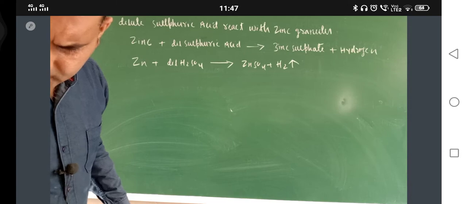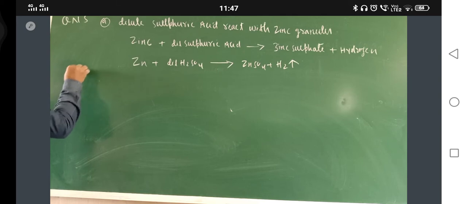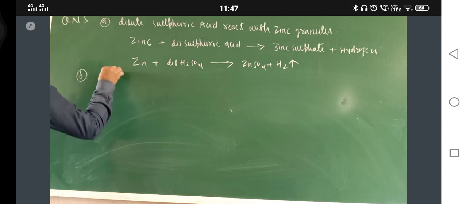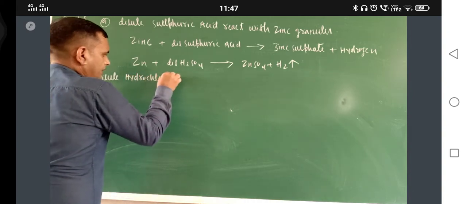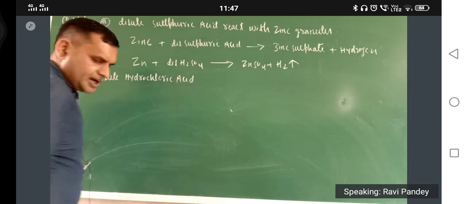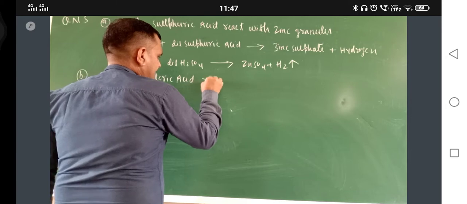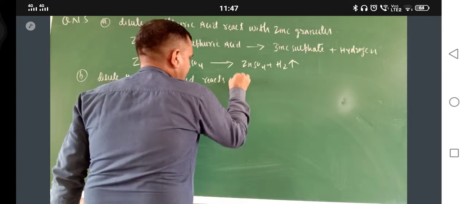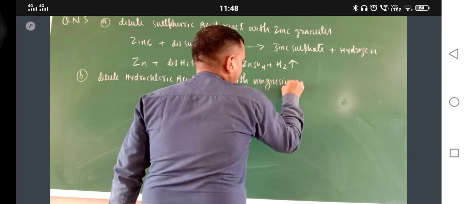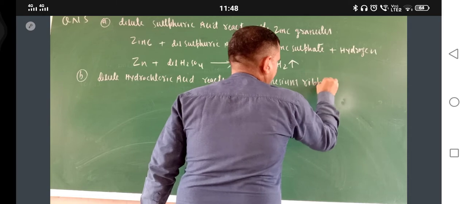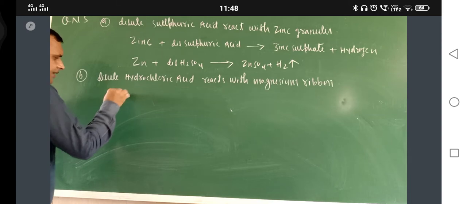ZnSO4 plus H2. Since gas is evolving, this sign is a must. Okay. Next one is dilute hydrochloric acid reacts with magnesium ribbon. Okay, so first write down the word equation.